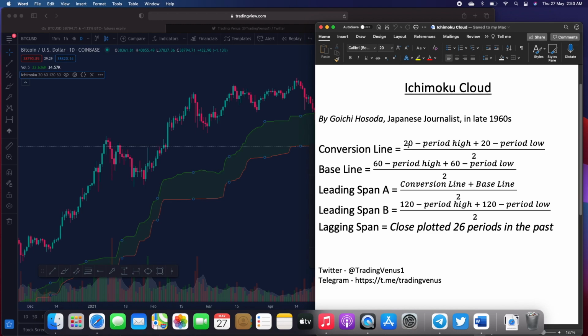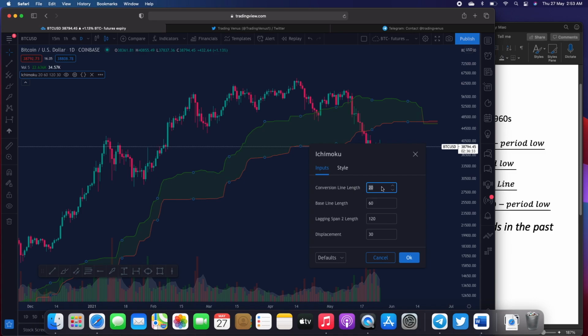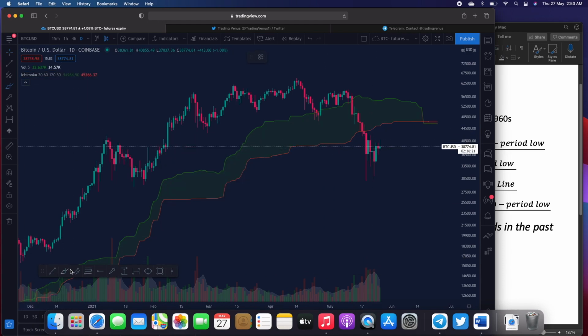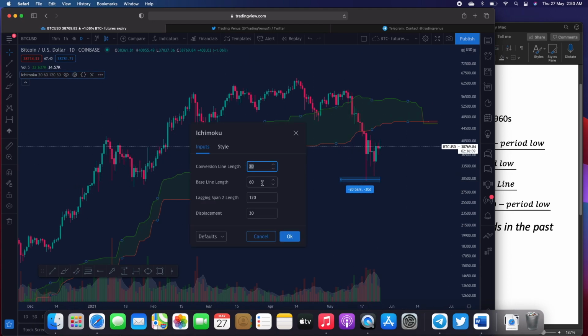Now the conversion line is calculated using the period, so basically these numbers are the period. For example, if we are on the daily time frame, then 20 represents a 20-day period. A 20-day period from here would be this. So this 20-day period is represented by this number. Similarly, a 60-day period and a 120-day period, because we are on the daily time frame. If we are on the hourly time frame, then this would be 20 hours, 60 hours and so on.